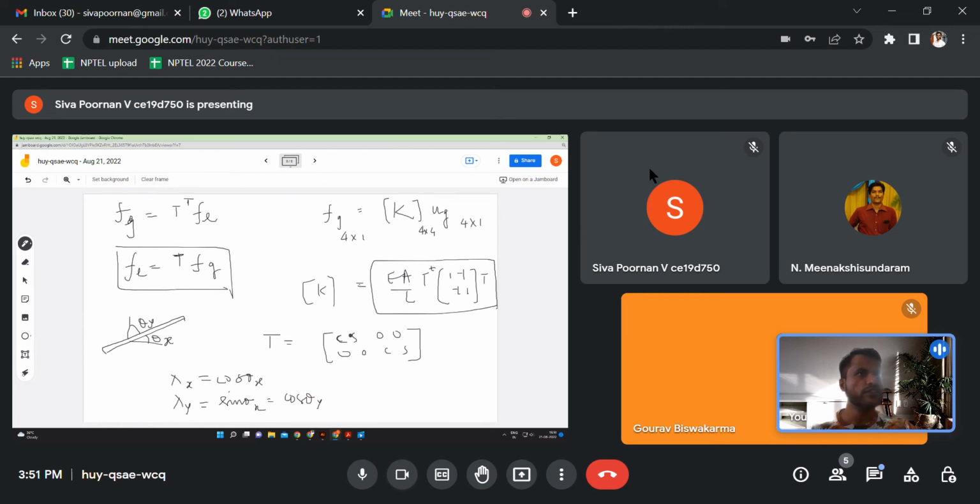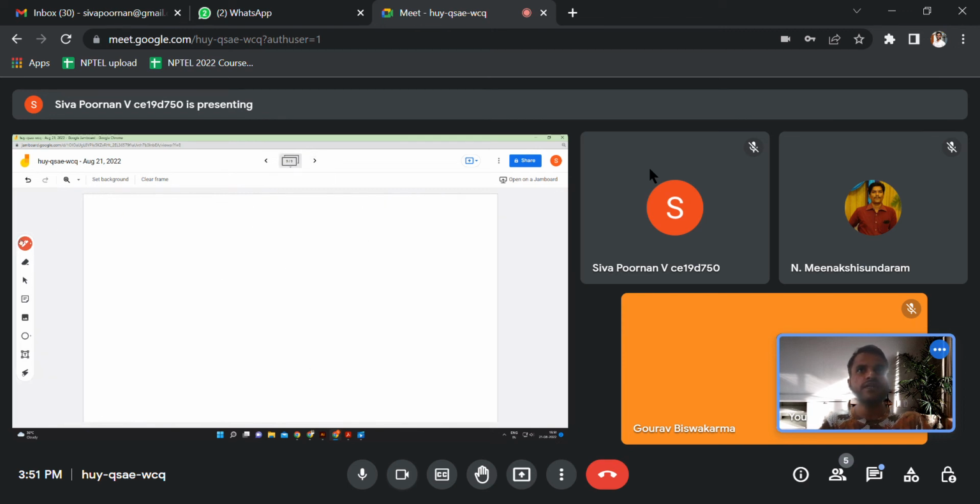So you can also rename these things to be lambda x, lambda y. This is lambda x and lambda y. Okay. So once you have this matrix, you have the whole stiffness matrix for any truss member, right? Now comes the question: if I have multiple members, then how do I find the total stiffness matrix for the entire structure? And that's where we talked about assembling the global stiffness matrix, right? So how do we do that?